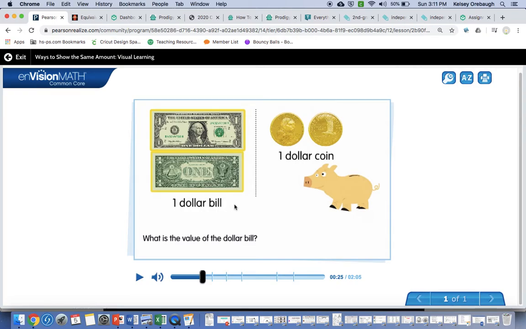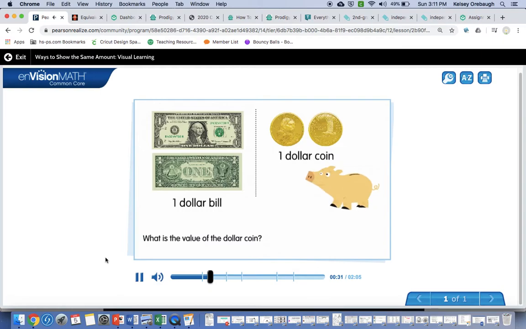Now think about what I just told you. How much is $1 in cents? 100 cents. So a dollar bill is worth $1 or 100 cents. It is worth $1.